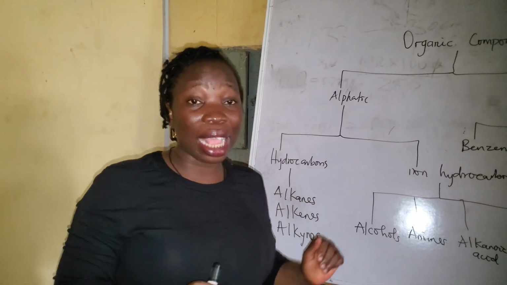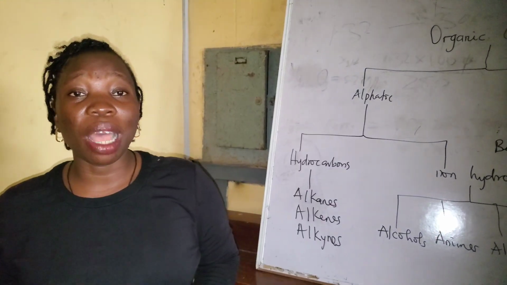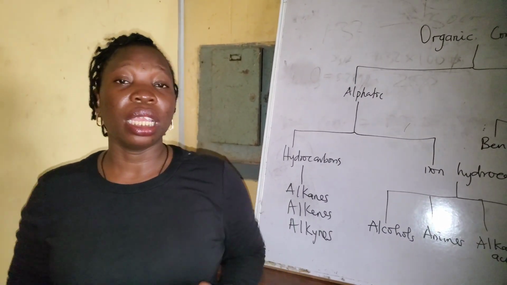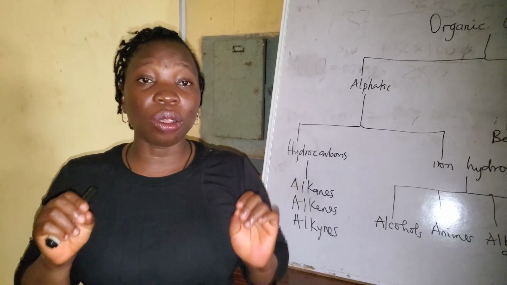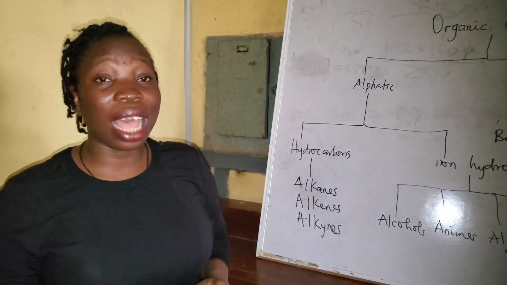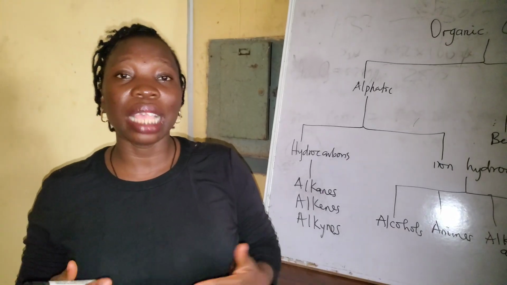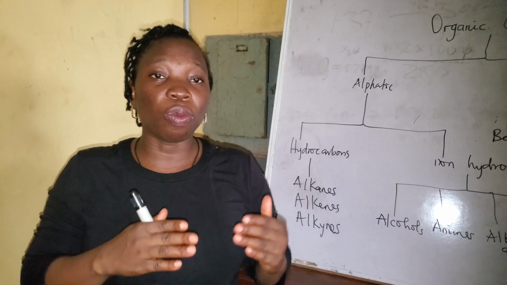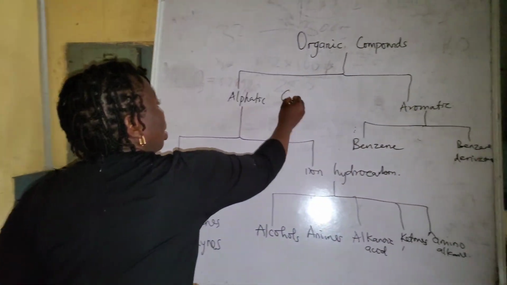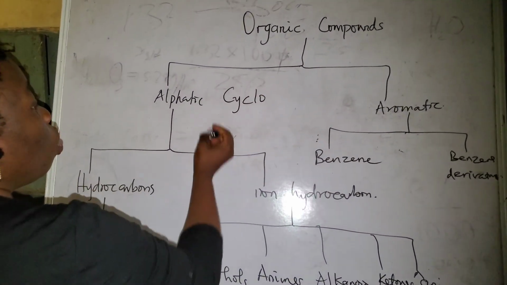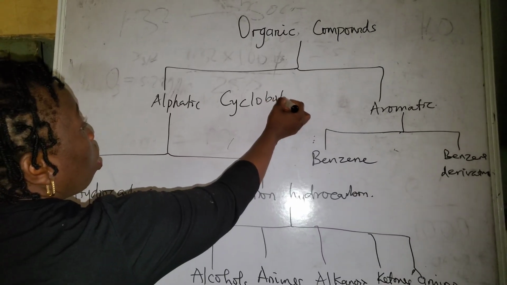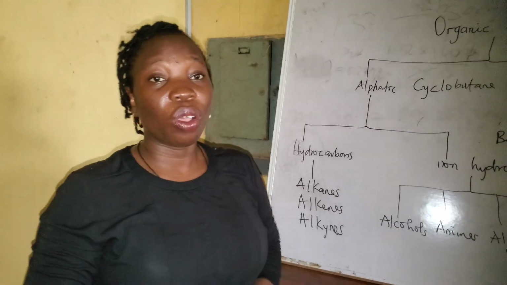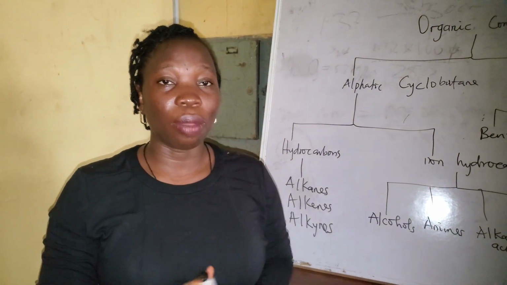Then we have the cyclic. The cyclic aliphatic compounds are those organic compounds that contain at least a ring in the organic compound. And these examples are cyclopropane, cyclobutane. When we have a cyclic compound, we add the word cyclo. So it can be cyclopropane or cyclobutane. So we will look at all of that under aliphatic hydrocarbon.